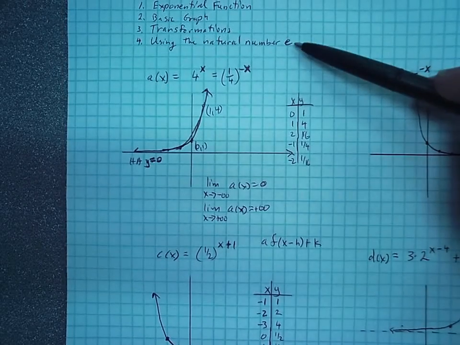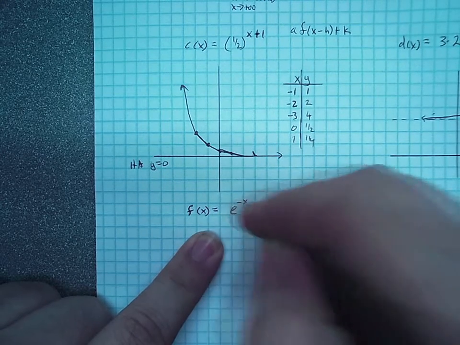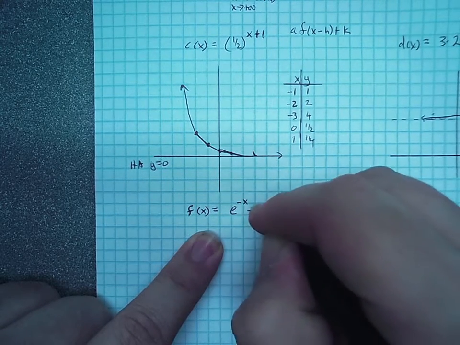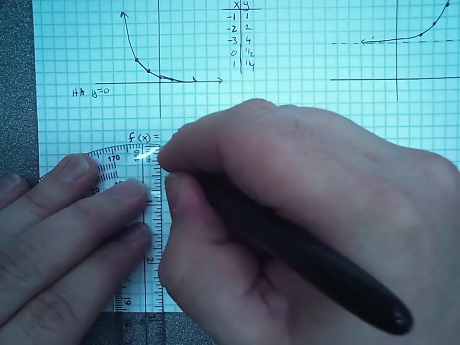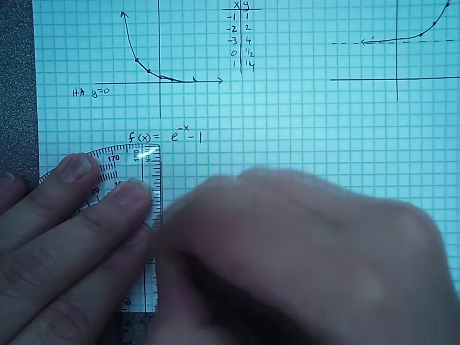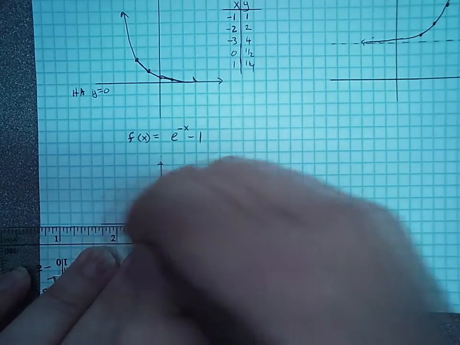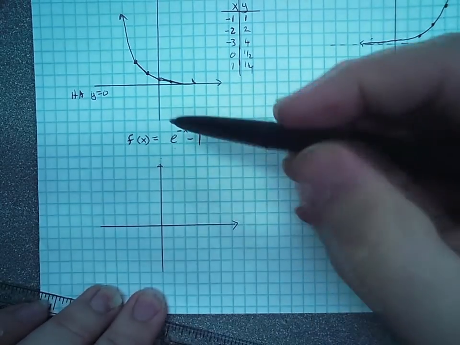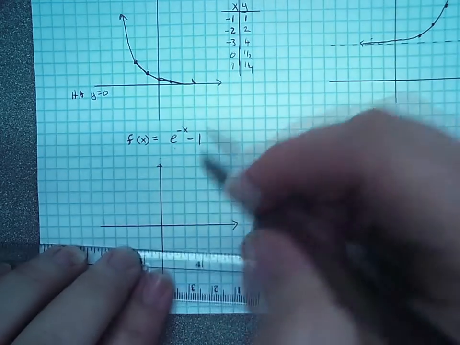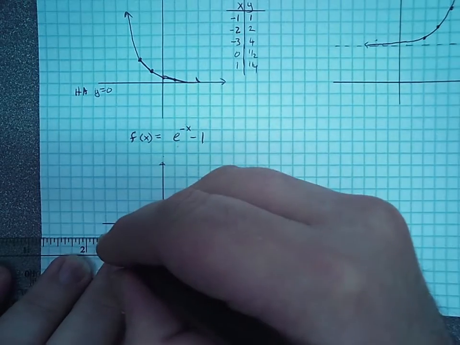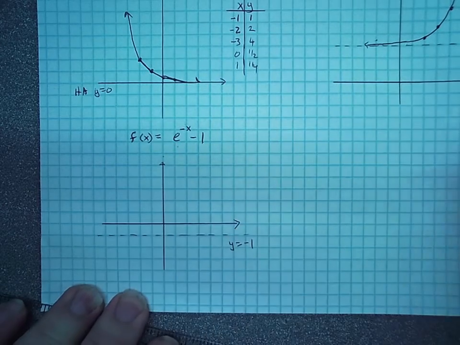As promised, we're going to talk about using the natural number e in your graphs by hand. So here I've got e to the -x minus 1. As far as the basic shape of this graph, since e is about 2.7, this graph is a would-be growth, except that the exponent's negative. The base is bigger than 1, the exponent's negative, so this is going to be a decay function. Because k is -1, I'm expecting a horizontal asymptote here at y equals -1.